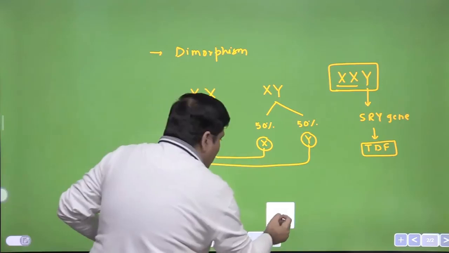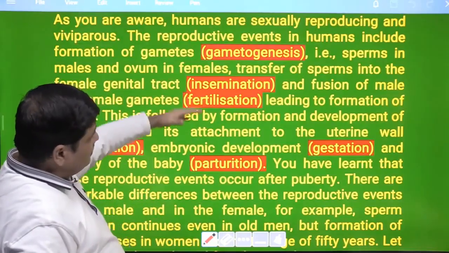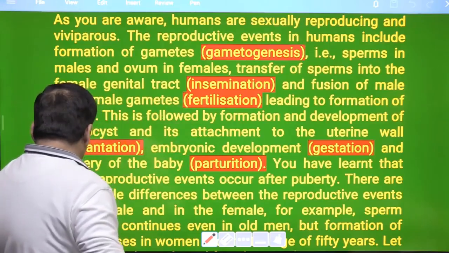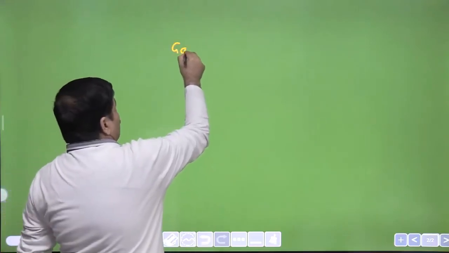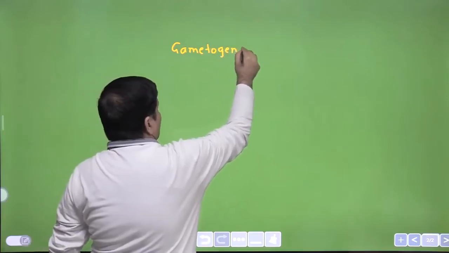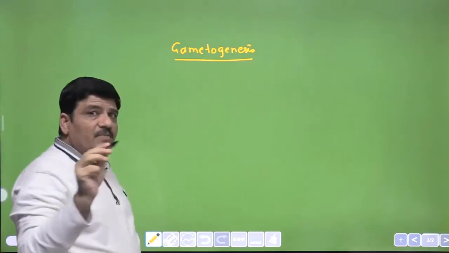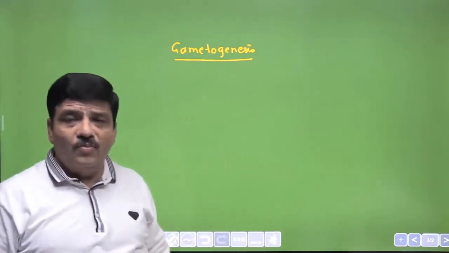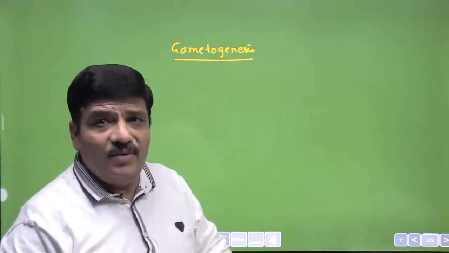Now, the basic events in sexual reproduction, which are the highlighted words in the first paragraph of your NCERT, would obviously start with gametogenesis. So there should be a formation of gametes. This would be the first event in sexual reproduction. Obviously, these gametes have to be haploid. They will have only one set of chromosomes, and fertilization of the gametes restores the normal diploid condition.